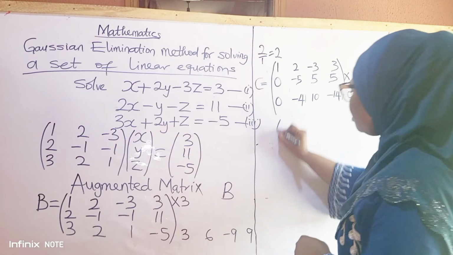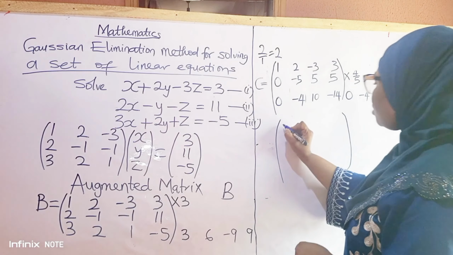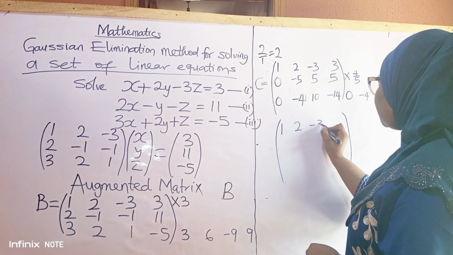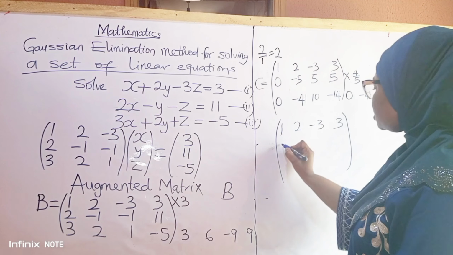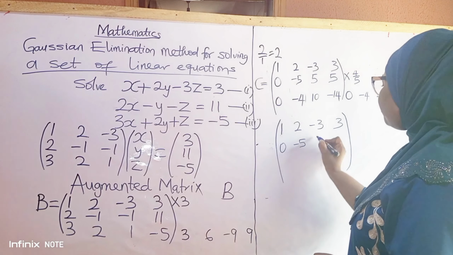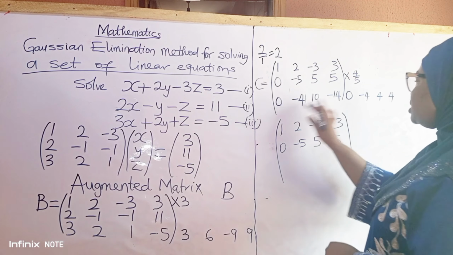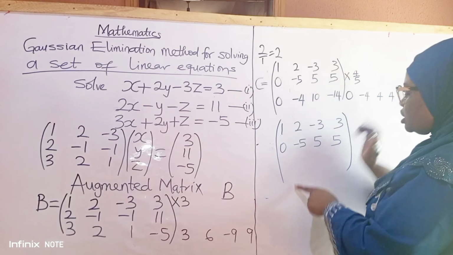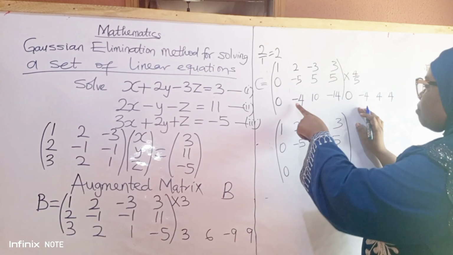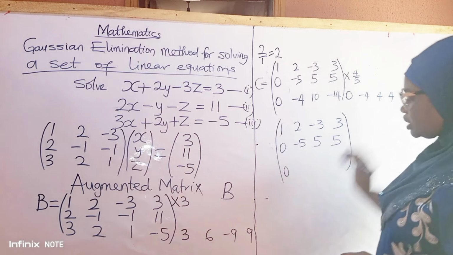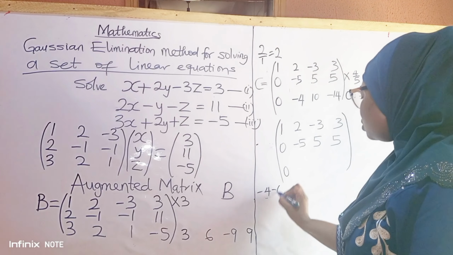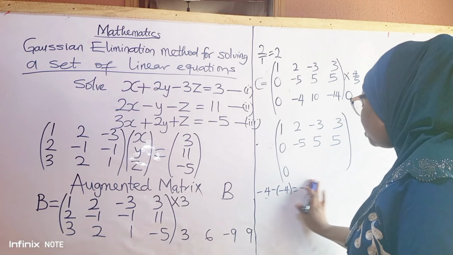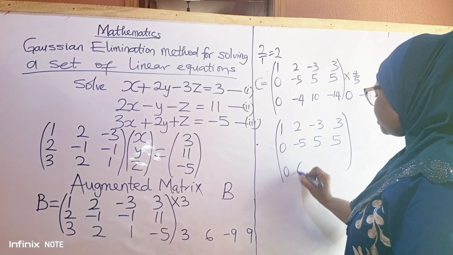So we need to get another matrix. You are going to repeat the first row, 1, 2, minus 3, 3. Repeat the second row, 0, minus 5, 5, 5. So it is this one that we just want to work on. So it will be 0 minus 0, 0. Minus 4 minus minus 4 is what? Minus 4 plus 4, and it is 0. So you write 0 here.